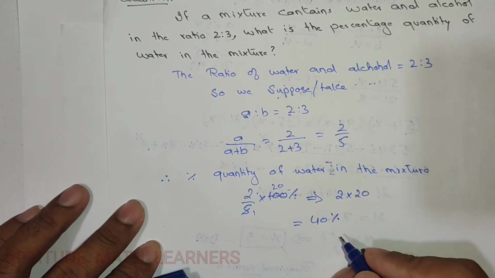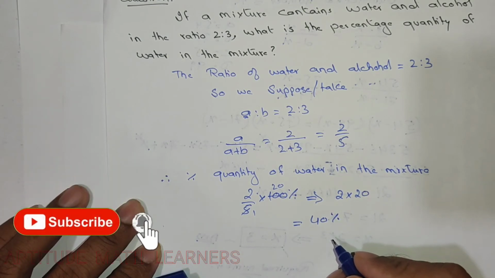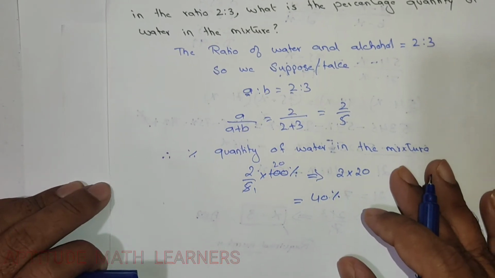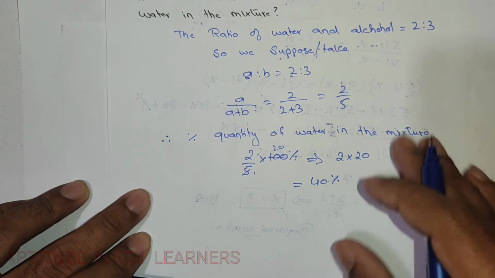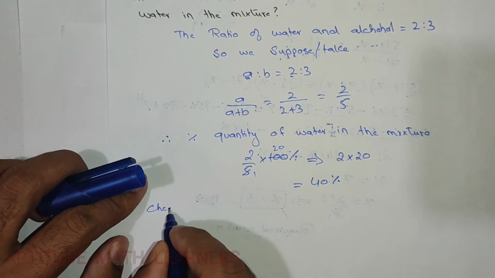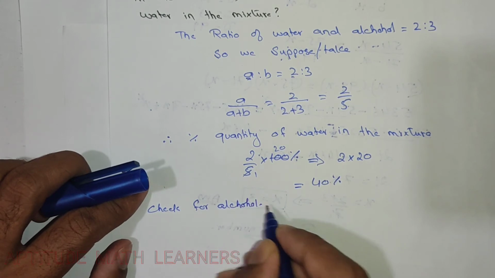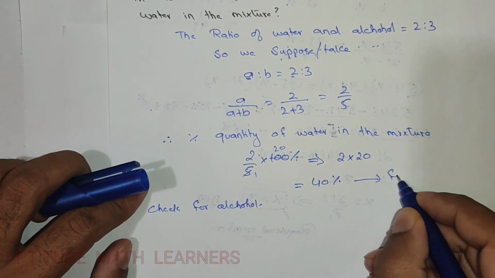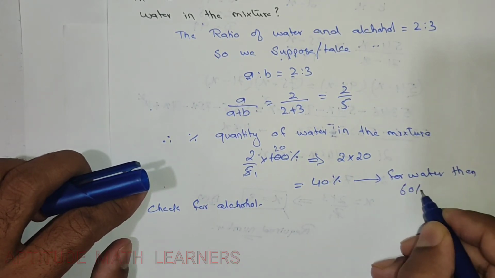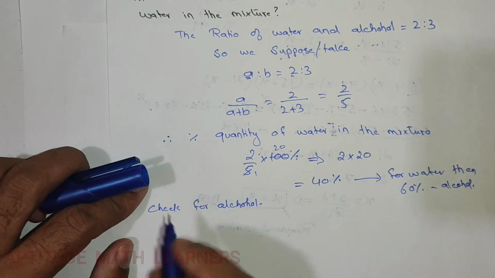So this is the percentage quantity of water in that mixture. So hope you have understood. If you also want to find the percentage quantity of alcohol, so to check for alcohol, it means if 40% is for water, then 60% must be for alcohol. So let's check it.